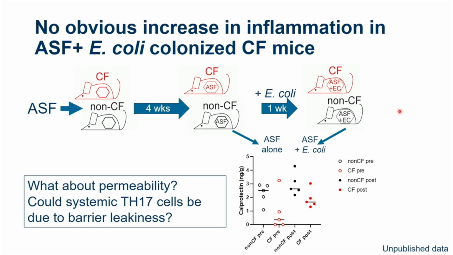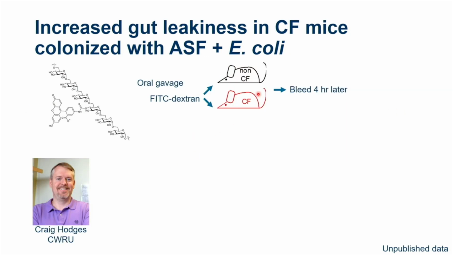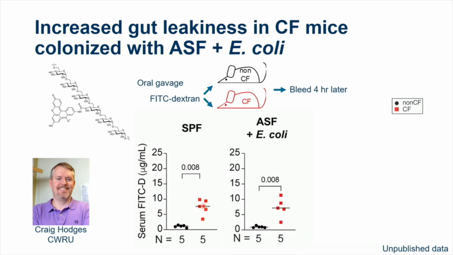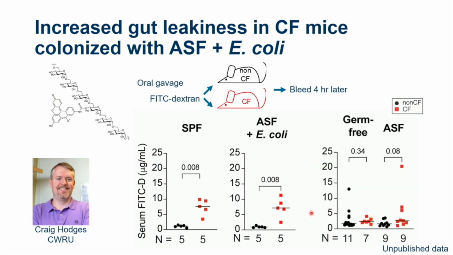At the end here, we did the FITC-dextran assay. Basically, this is giving oral FITC-dextran, which is a large molecule that will usually stay in the intestines. But if there's more leakiness, you'll be able to detect more in the serum when you bleed the mice 4 hours later. Craig Hodges shared his data with us that he had gone with SPF mice, showing higher serum FITC-dextran in the SPF CF mice. And, surprisingly to us, we found that the ASF plus E. coli colonized mice had a similar level of leakiness, if you will. But when we looked at germ-free or mice colonized with only ASF, those did not show increased barrier leakiness.